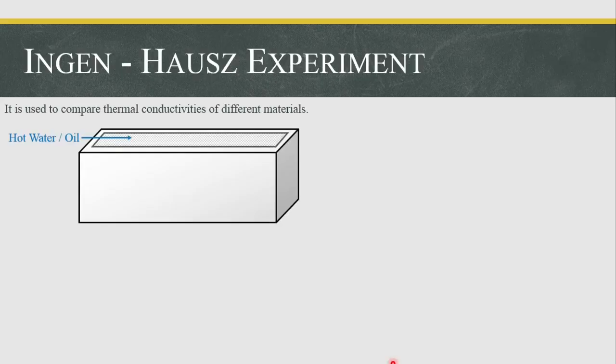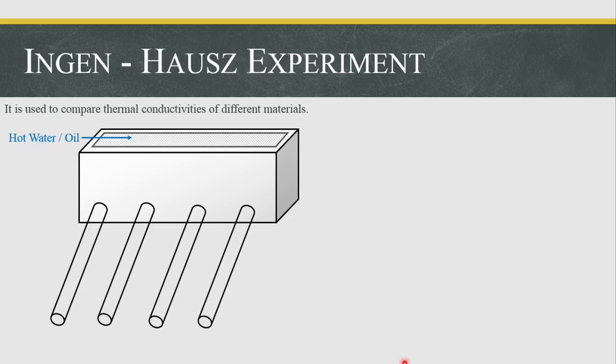In order to study this experiment, let us consider the box in which hot water or oil is poured. Rods of different materials having the same area of cross section and same length are taken. Rods are fixed at the base of the vessel. The outer surfaces of these rods are electroplated with the same material and equally polished in order to make the emissive power of these rods equal.